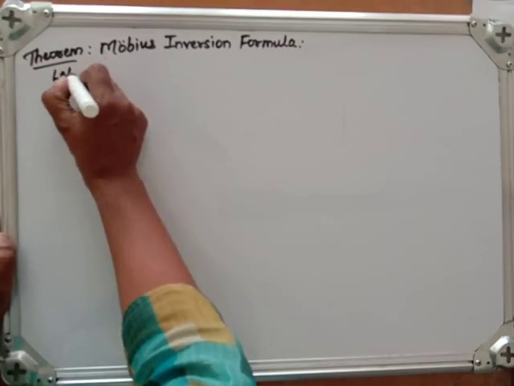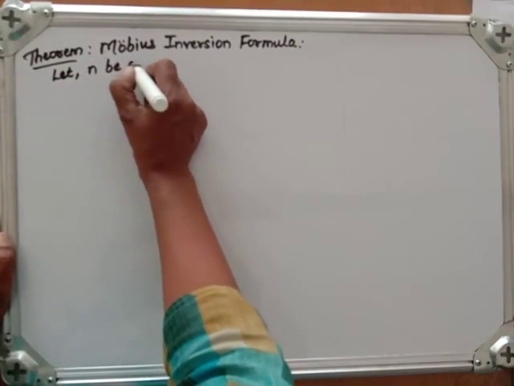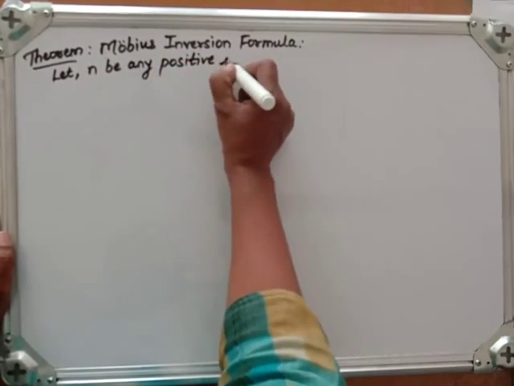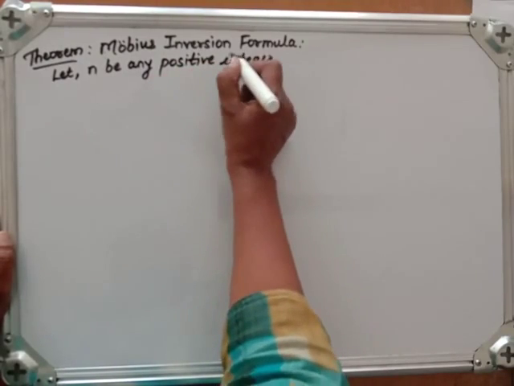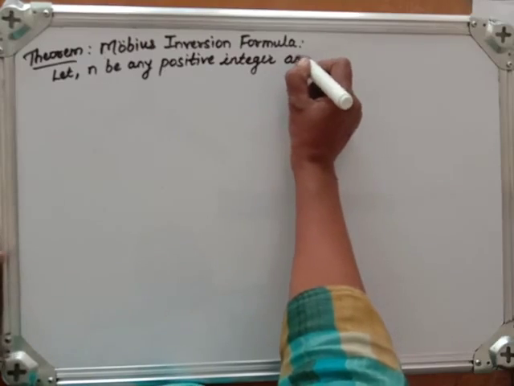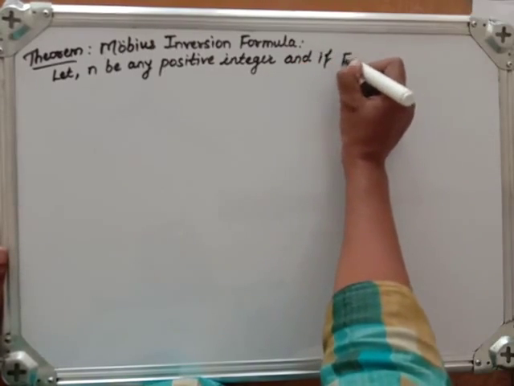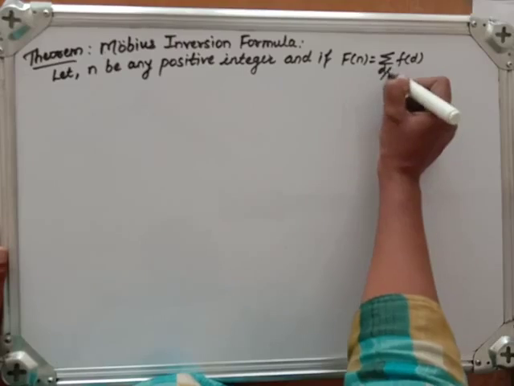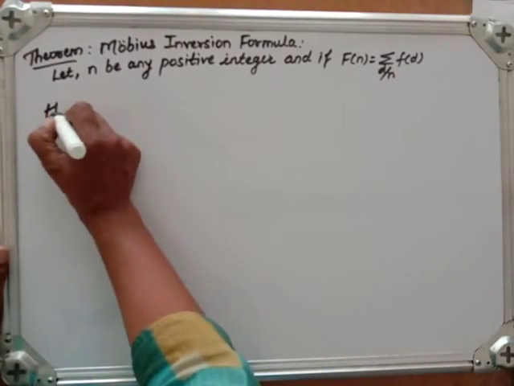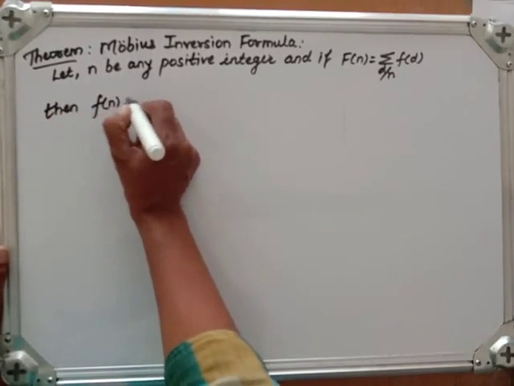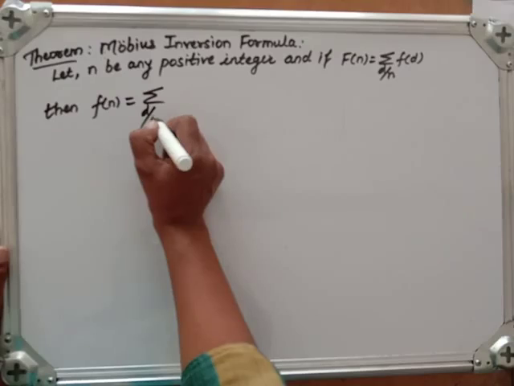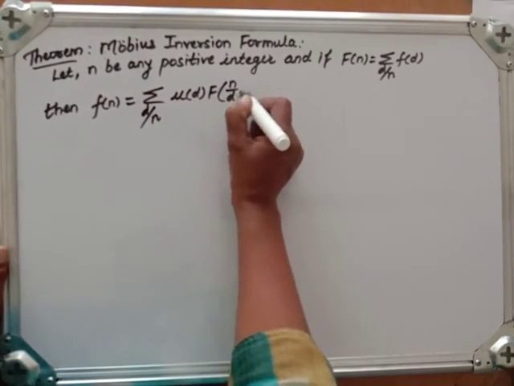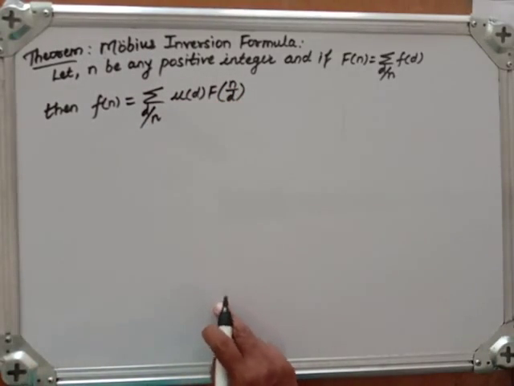So what does it say? Let n be any positive integer, and if F(n) is equal to the summation of f(d), where d divides n, then f(n) is equal to the summation over d dividing n of mu(d) times capital F(n/d). This is the Mobius inversion formula.